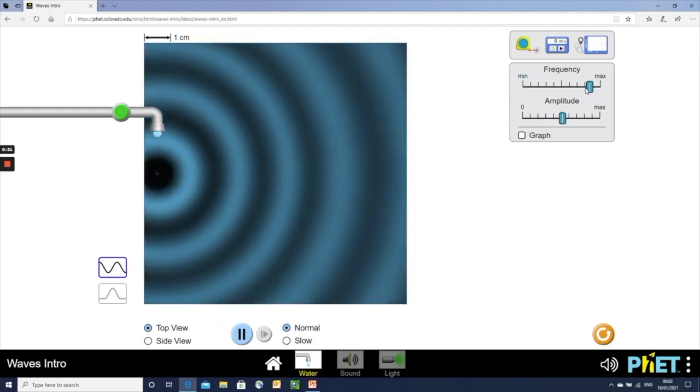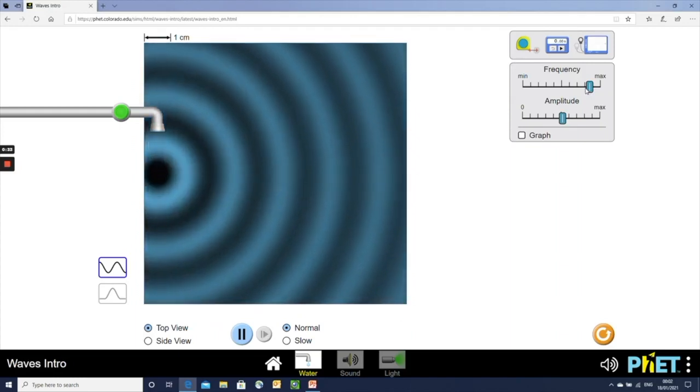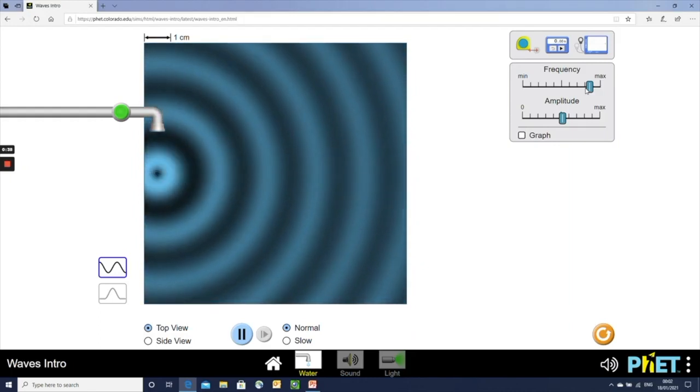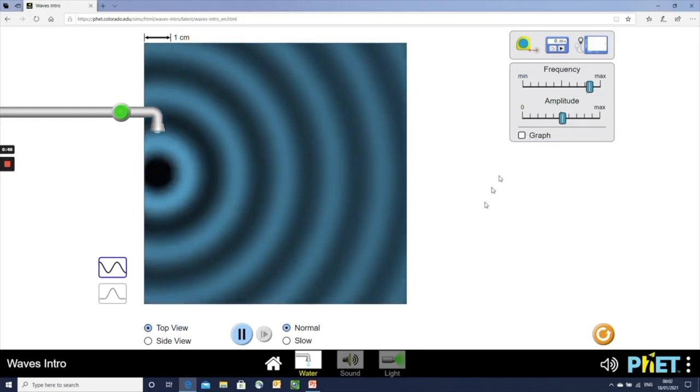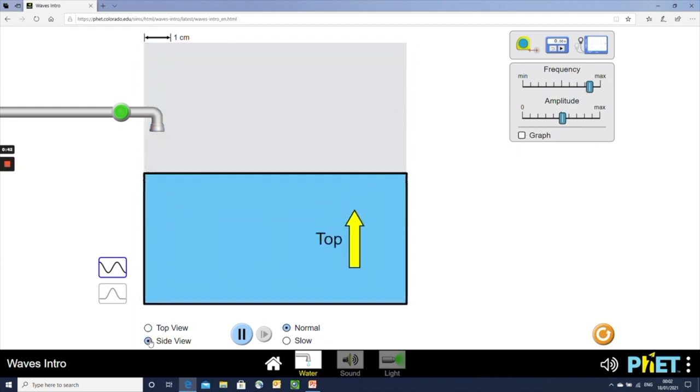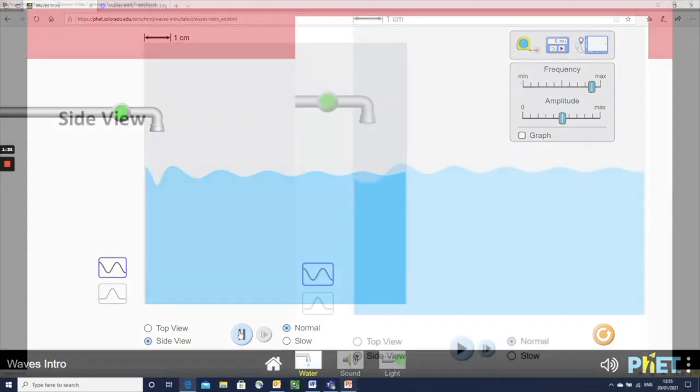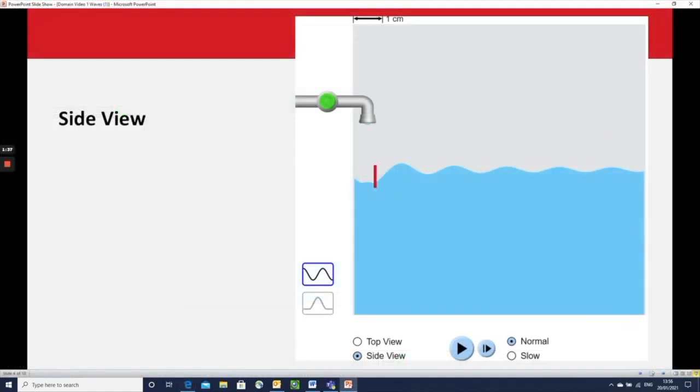Students are probably most familiar with seeing water waves in a ripple format from above, either from a dripping tap or ripples on a pond. By changing to the side view, however, they can actually see what's happening in the water. In the side view, we can see the drip sinking into the water and creating a trough.